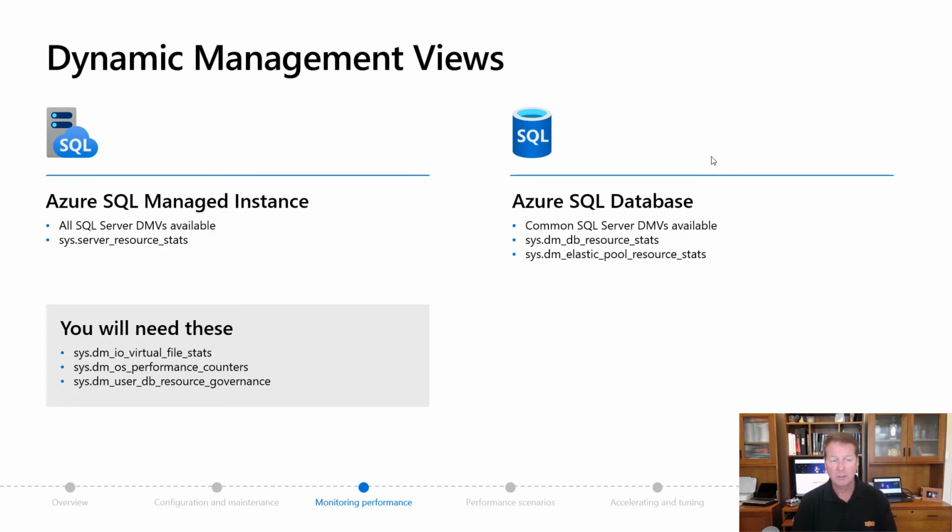And then DM user DB resource governance is very important because it's going to allow you to take a look from a programmatic perspective at the configuration you've made from your deployment options. Like how many CPUs do I get? What's my memory limits? What's my IO rate limits and so forth? So you can look at those kind of things in the portal or you can look them up in the documentation, but it's kind of cool to have that available to you in a DMV.